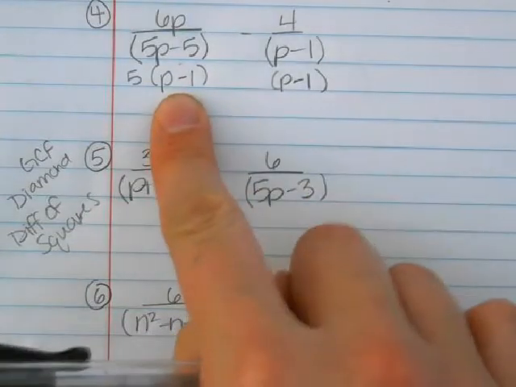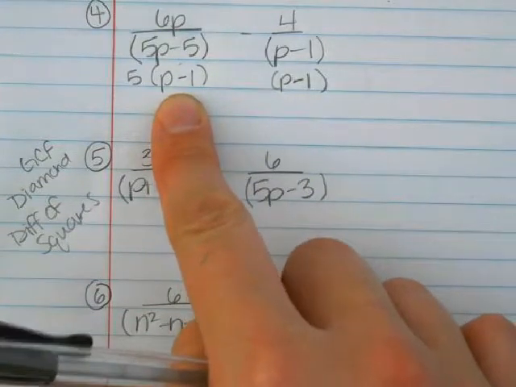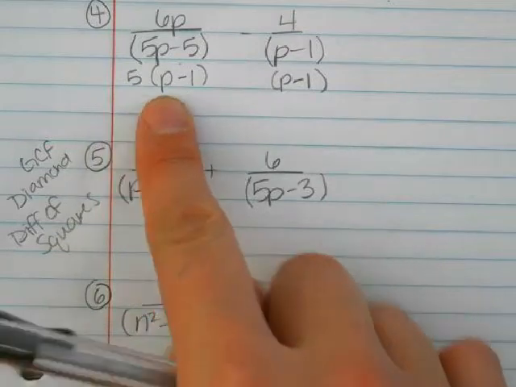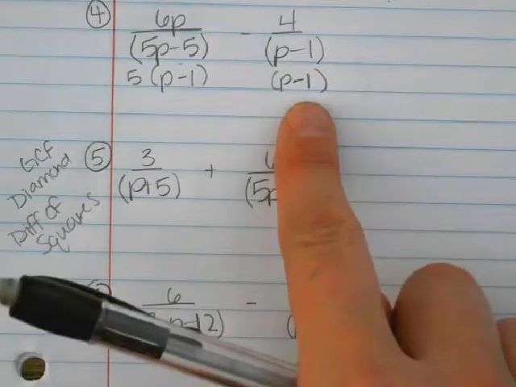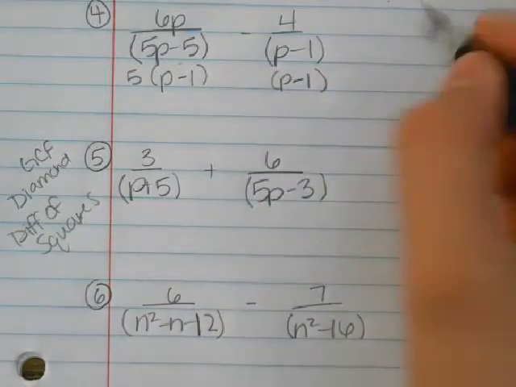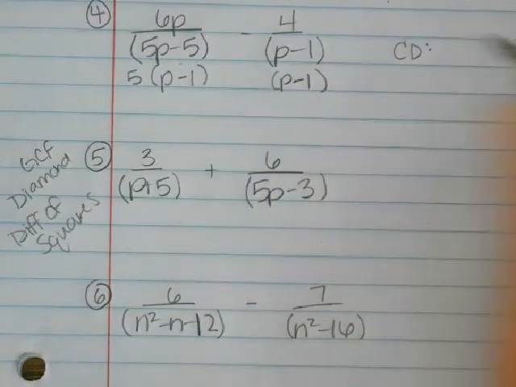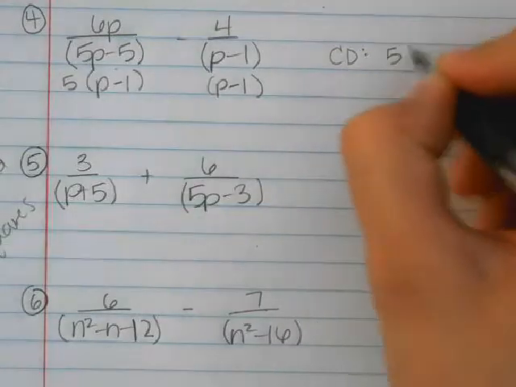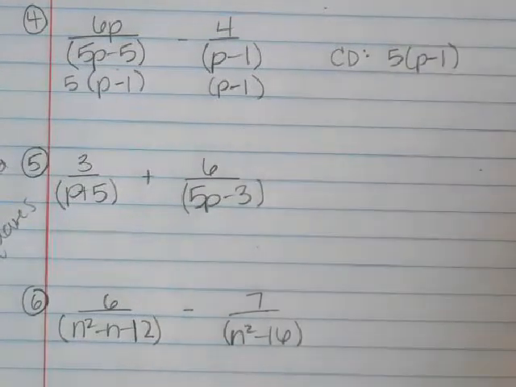So the first fraction, the denominator has 2 factors. One of them is 5. The other factor is P minus 1. The right fraction only has 1 factor. It's just got the P minus 1. So is it 5 minus 1 and that's the common denominator? Okay, so Katie thinks the common denominator is 5 and also P minus 1. Is she right? Yes. No. Is she right? Yeah.